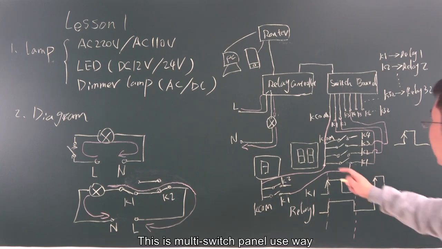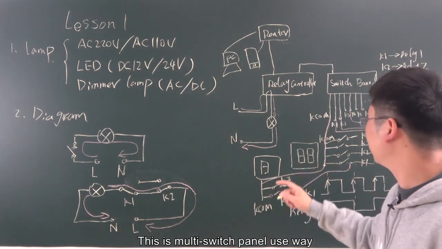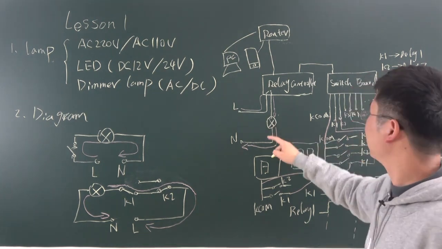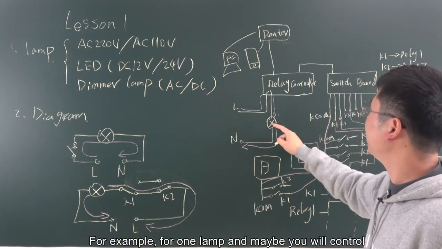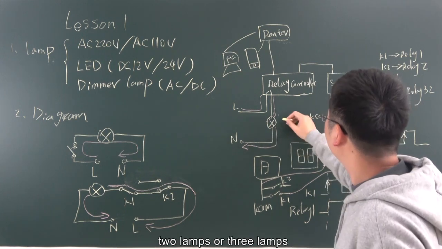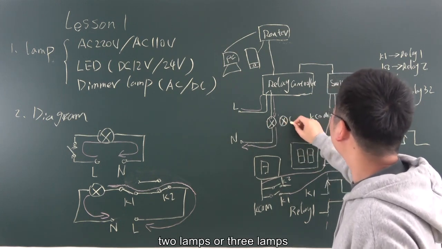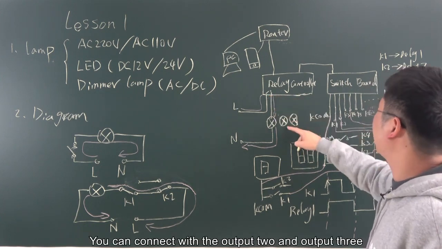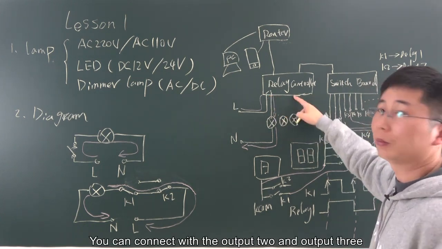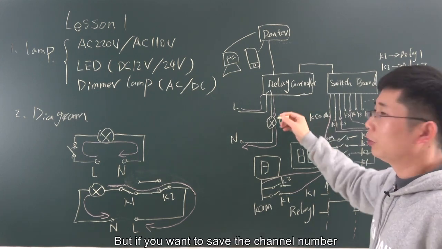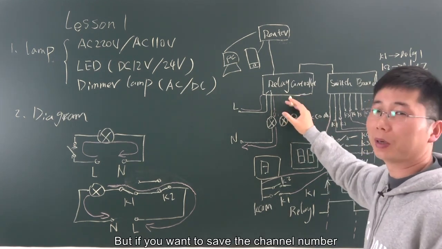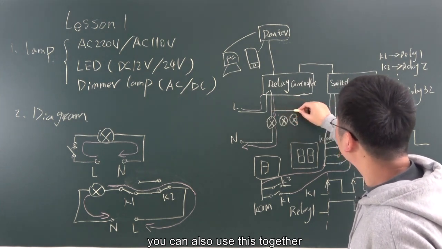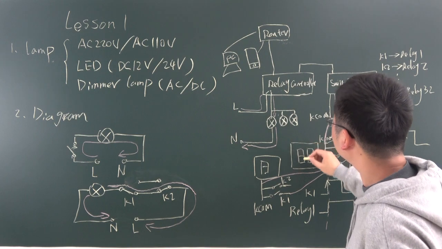Okay, this is how to use a multi-switch panel. And if you want to control more lamps, for example, for one lamp, maybe you will control 2 lamps or 3 lamps. This is relay output 1. You can connect output 2 and output 3. But if you want to save channel numbers, you can also use them together, like this.